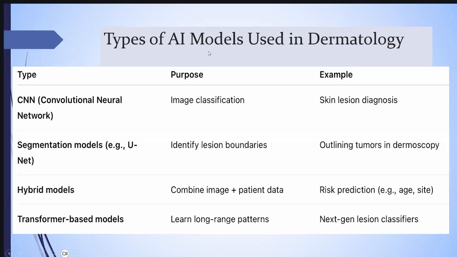And these are the AI models that are used in dermatology: convolutional neural networks, segmentation models, hybrid models, and transformer-based models. So the CNN, the convolutional neural network, they just classify images and they try to give you a diagnosis.